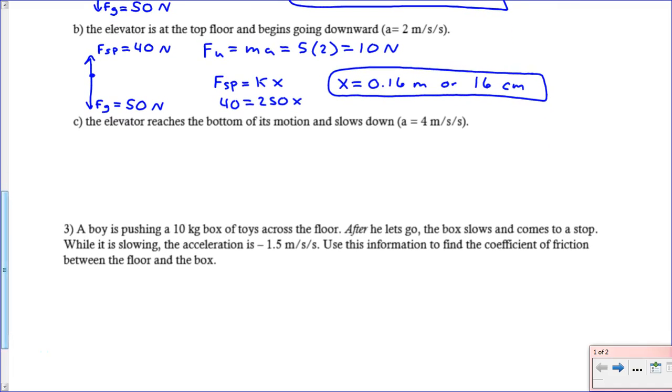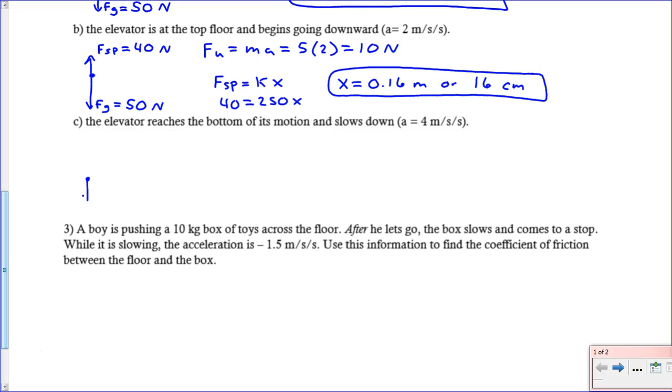For C here, now we're at the bottom and it's slowing down. And so this one's a little bit trickier. If you're getting to the bottom of your motion on an elevator and you're slowing down, the elevator car is moving downward, but because you're slowing down, that means the acceleration is going the opposite direction, so the acceleration is upward. So in this case, if acceleration is upward, the upward force is larger than the downward force.